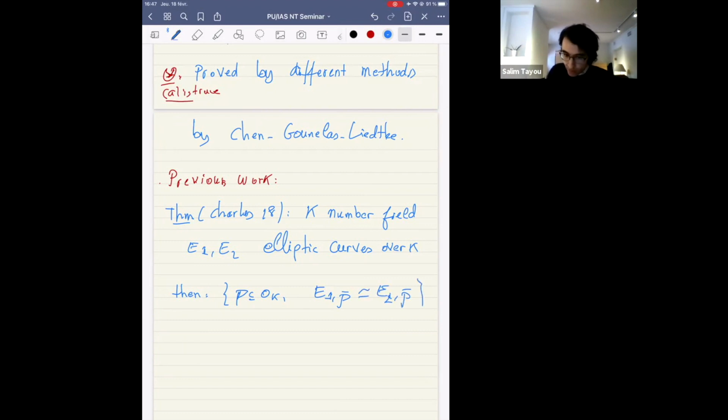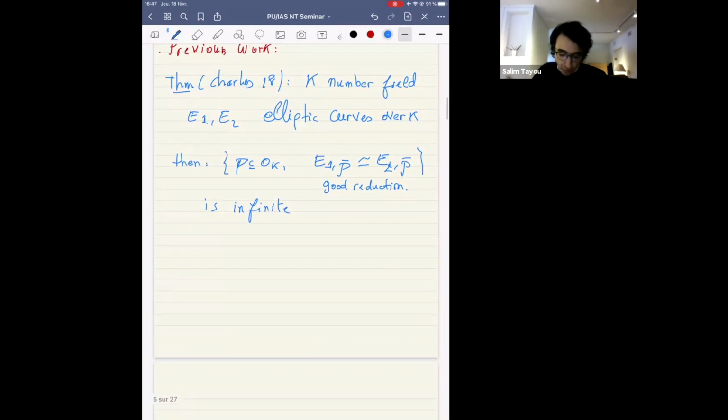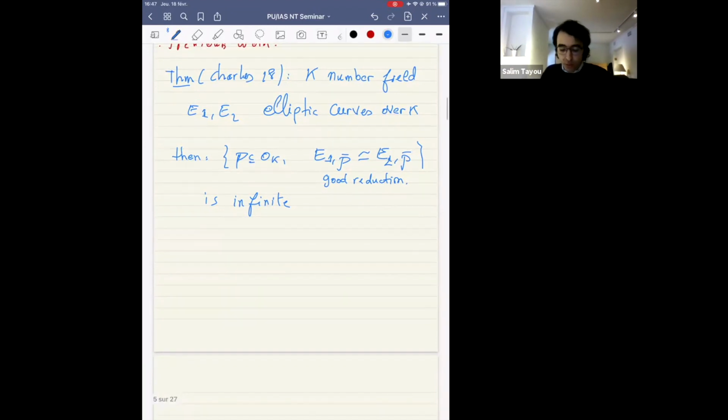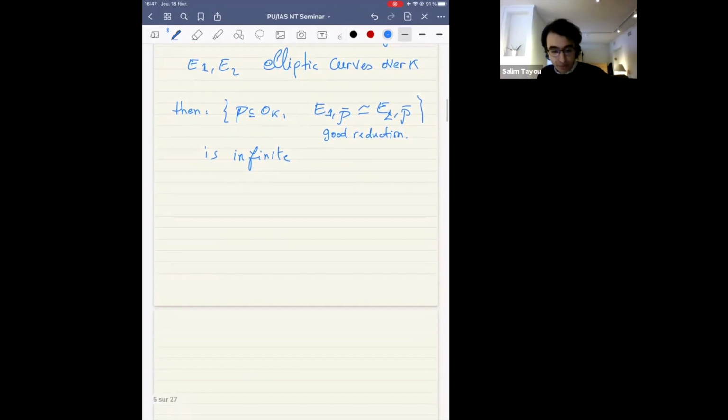Well, this set is infinite. Of course, here I assume that they have good reduction. So our results compared to this one: by taking E1 times E2 and taking the associated Kummer surface, we get a K3 surface, and this is somehow the link between the two theorems.